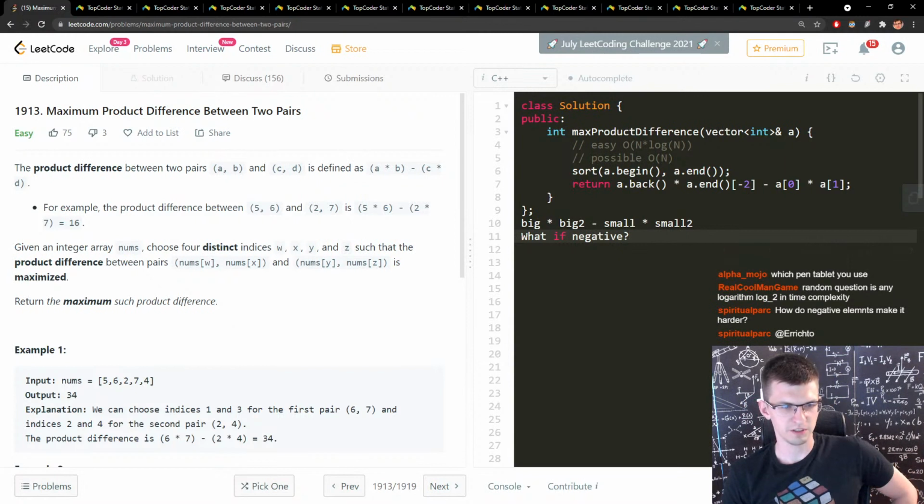Is any logarithm, log2, in time complexity? Binary search.